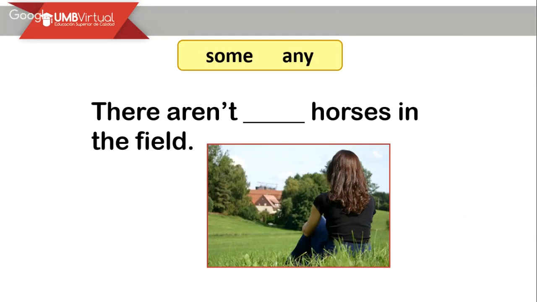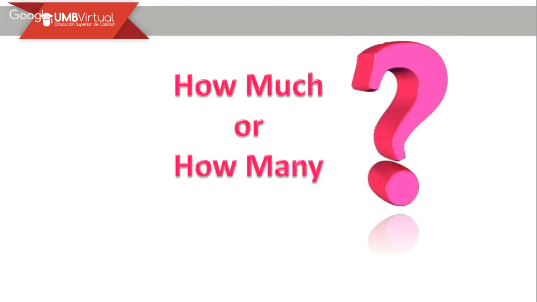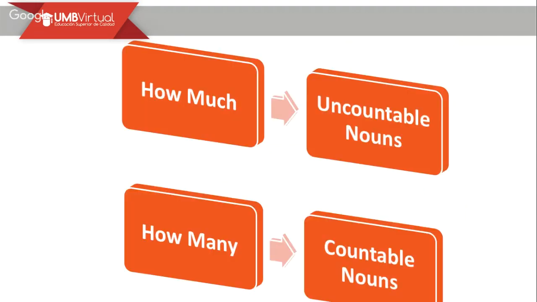There aren't horses in the field. We have two options, some, any. Tenemos allí, es una oración negativa. There aren't. So we say any, okay? So this any we can use for singular and plural, but just in negative sentences and also questions. How much or how many? Now we're going to see this part for the questions when we're asking for some information when we're going to use those two or four words.